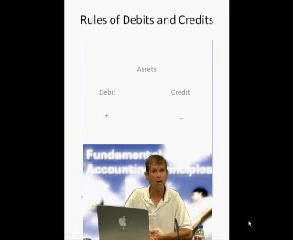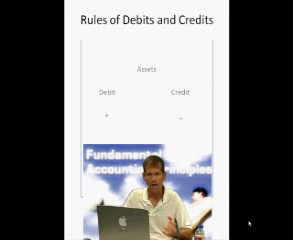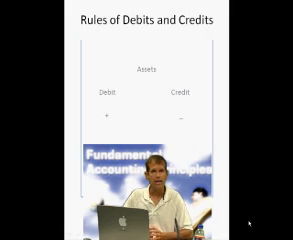You know there are 5 types of accounts. Let's go through the rules of debits and credits for the 5 types of accounts, starting with assets. For assets, doesn't matter whether it's cash, accounts receivable, building, land, doesn't matter what asset, a debit represents an increase to that asset. And then, of course, the opposite is always true.